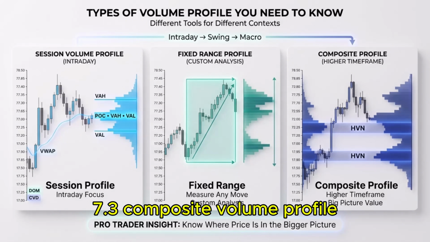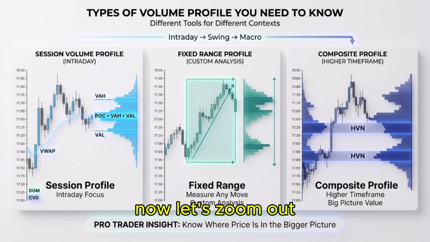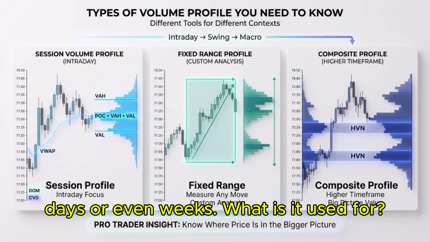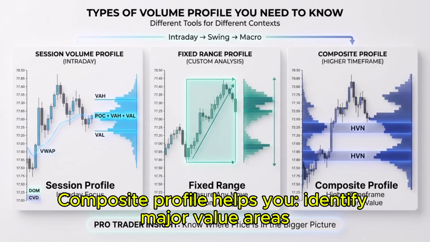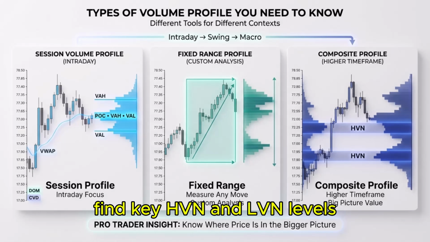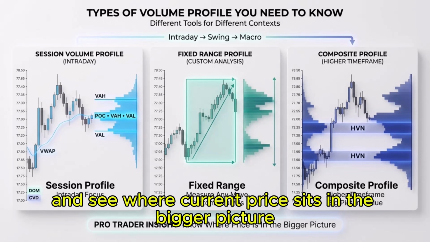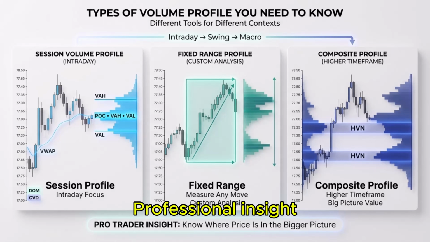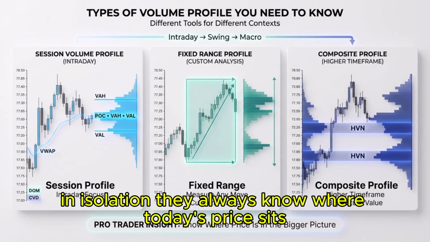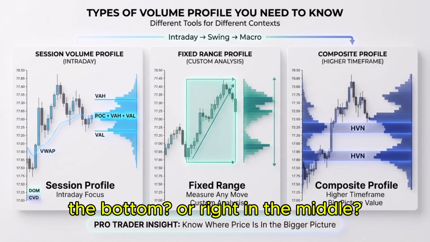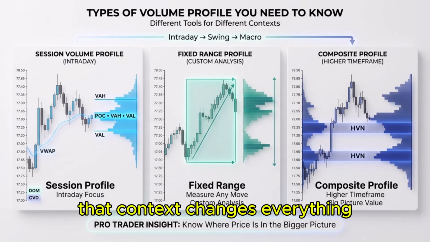7.3 Composite volume profile. Now, let's zoom out. The composite volume profile combines multiple sessions, days, or even weeks. What is it used for? Composite profile helps you identify major value areas, find key HVN and LVN levels, understand higher time frame structure, and see where current price sits in the bigger picture. Professional insight. Skilled traders never look at one time frame in isolation. They always know where today's price sits within the bigger structure. Are we at the top of value, the bottom, or right in the middle? That context changes everything.